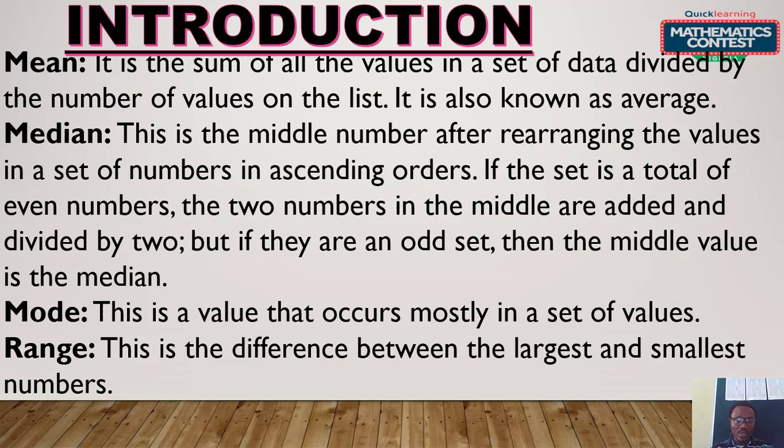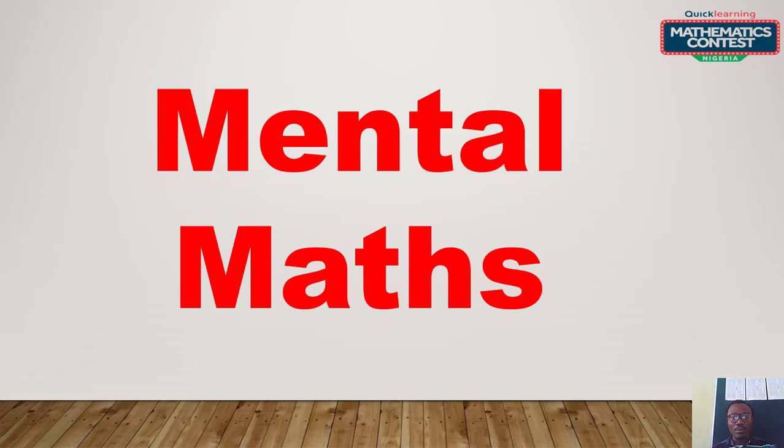Then lastly we have the range. The range is that part of statistics that describes how spread across the particular data is. How widely spread across the data is what we call the range. So this is the difference between the largest and the smallest values. So in order to get range, just take the highest value minus the lowest value. This is how to get range. But I have a quick mental math for us here.